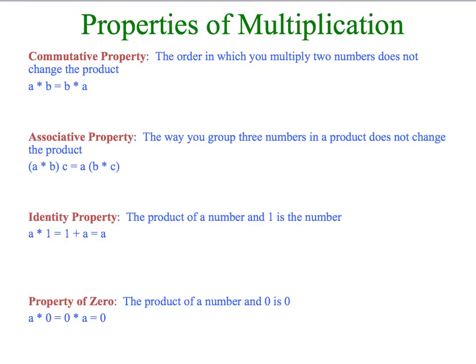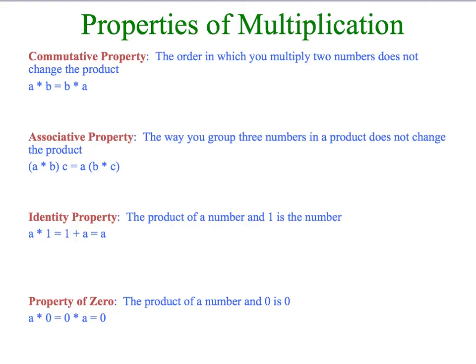Just like addition, multiplication has some important properties that you should know. In fact, many of these properties have the same name, only they're slightly different because we're using products and multiplication this time instead of addition and sums. Our first property says the order in which you multiply two numbers does not change the product. And this is called the commutative property. So in variables, that means a times b is the same as saying b times a.